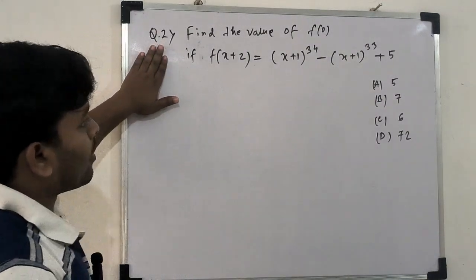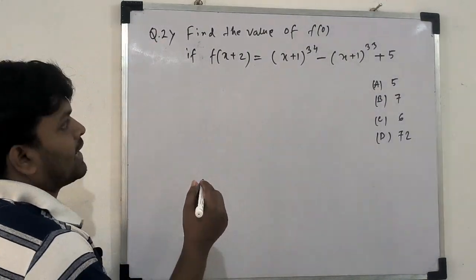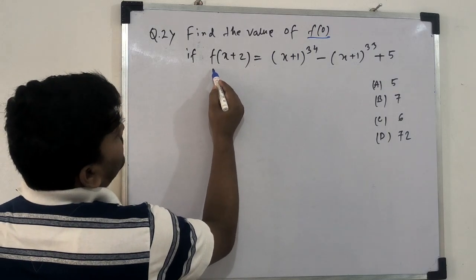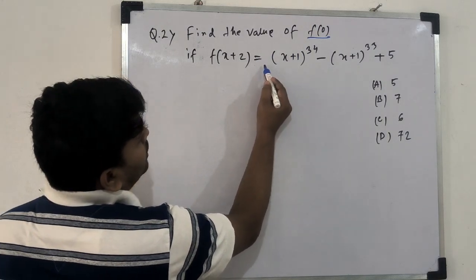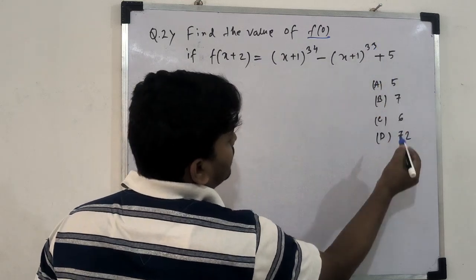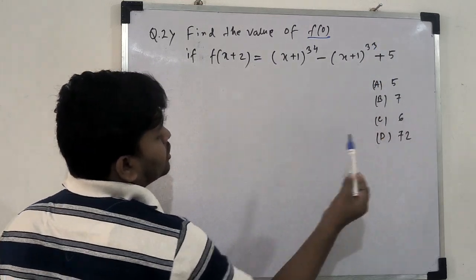So this is another question from November 2020 from general aptitude. Find the value of f(0) where the function is given such that f(x + 2) = (x + 1)^34 - (x + 1)^33 + 5. So these four options are given: 5, 7, 6, 72.